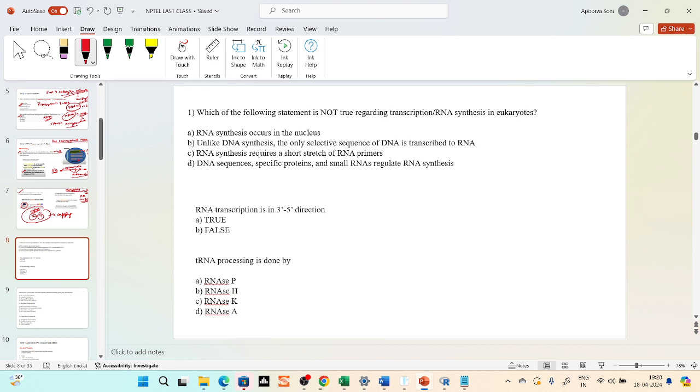Okay, so now the first question is: which of the following statements is not true regarding transcription or RNA synthesis in eukaryotes? RNA synthesis occurs in the nucleus. Unlike DNA synthesis, only a selective sequence of DNA is transcribed to RNA. RNA synthesis requires a short stretch of RNA primers. DNA sequences, specific proteins, and small RNA regulate RNA synthesis.